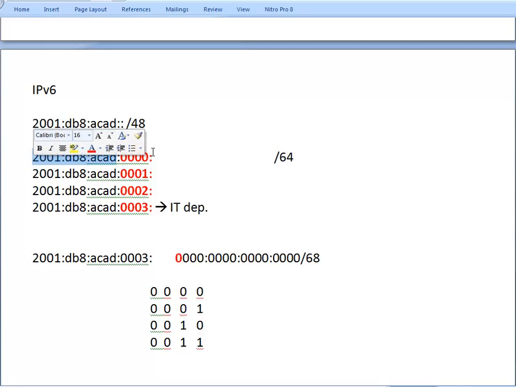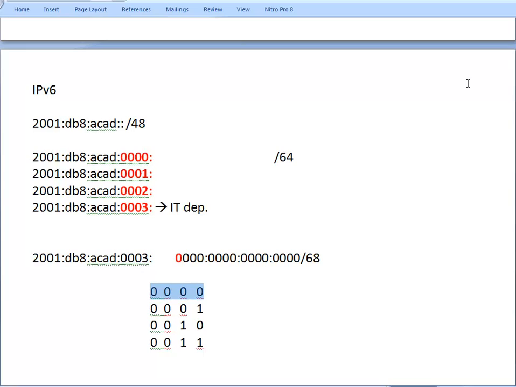The ISP just gives you 48 bits. You have 16 bits to create different subnets. If your department takes one subnet, they can further subnet it into the host portion. So just borrow this 0, or these 4 bits here, and then create extra different subnets.